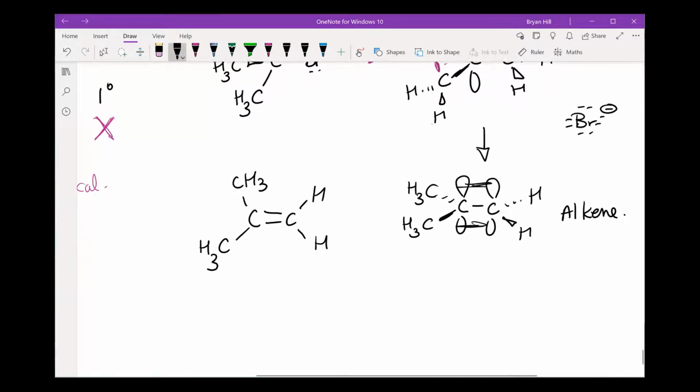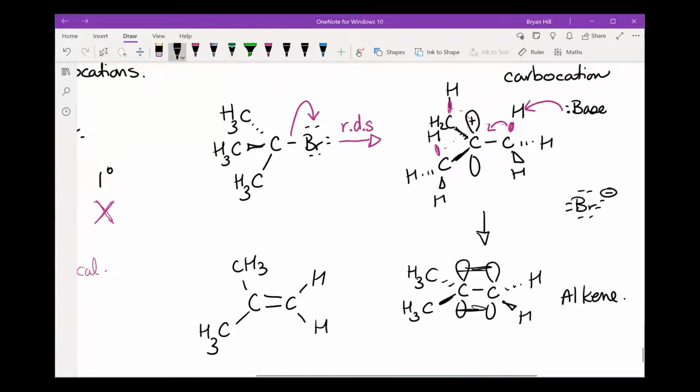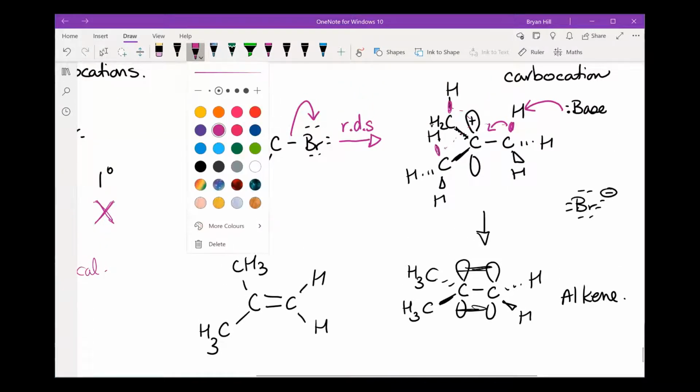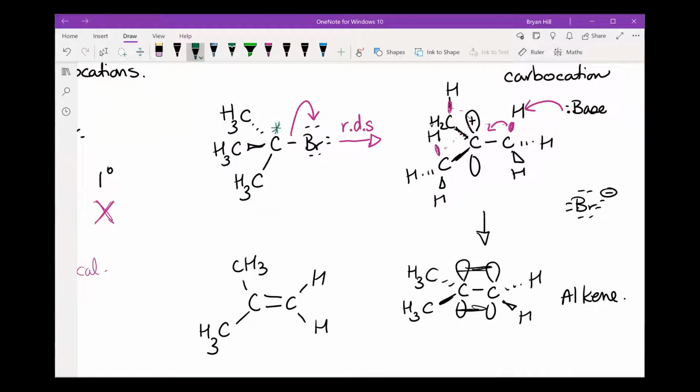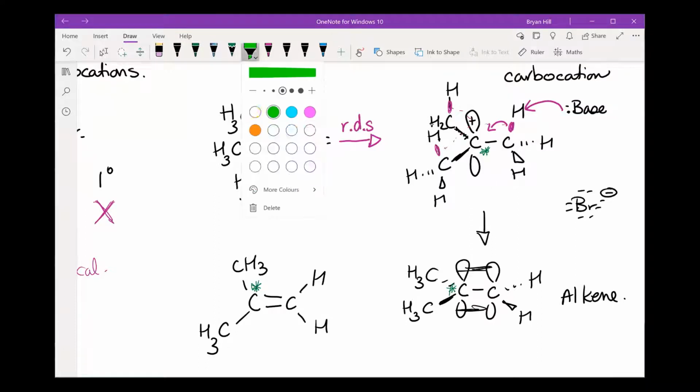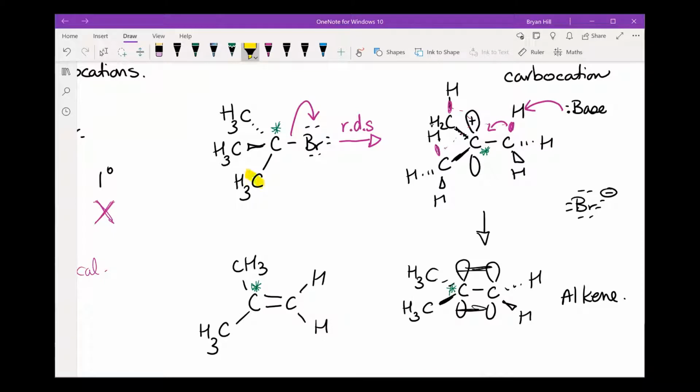So in each case, if this is carbon, let's put a little star here in green. Here's the carbon with the leaving group, here's the carbon with the leaving group, here's the carbon with the leaving group. So it's going to be a carbon where a proton from one of the carbons next door, in this case one of these protons here, gets removed. So when we're making an alkene, it's the proton on the carbon next door which gets removed.